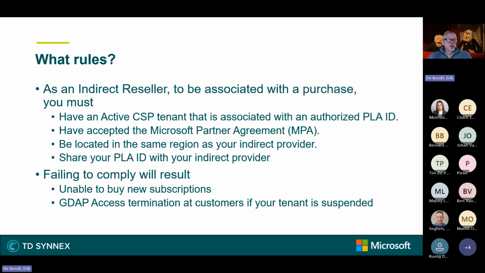So what is the rule? The rule says that as an indirect reseller, to be associated with a purchase, you must, and there are 4 things, have an active CSP tenant that is associated with an authorized PLA ID, and I'll come back to what that is. Have accepted the Microsoft Partner Agreement, which in most cases will be fine. Be located in the same region as your indirect provider, and I'll come back to that as well. And share your PLA ID with your indirect provider, basically share your information with us so we can work together.